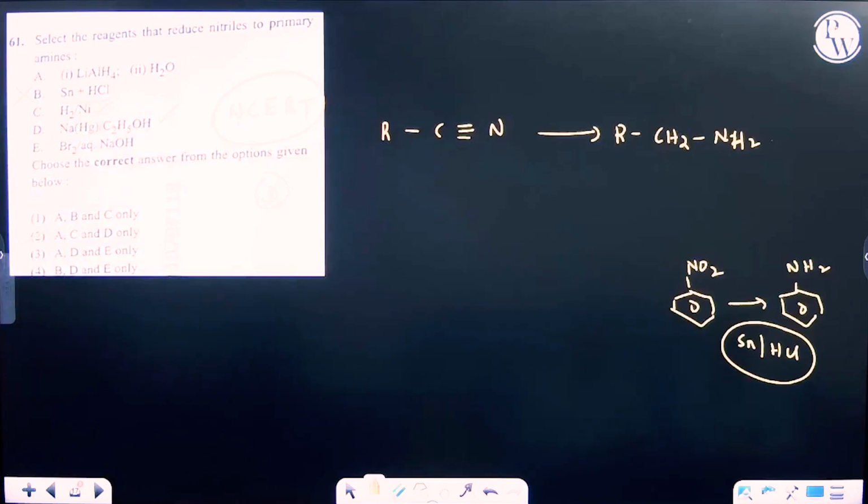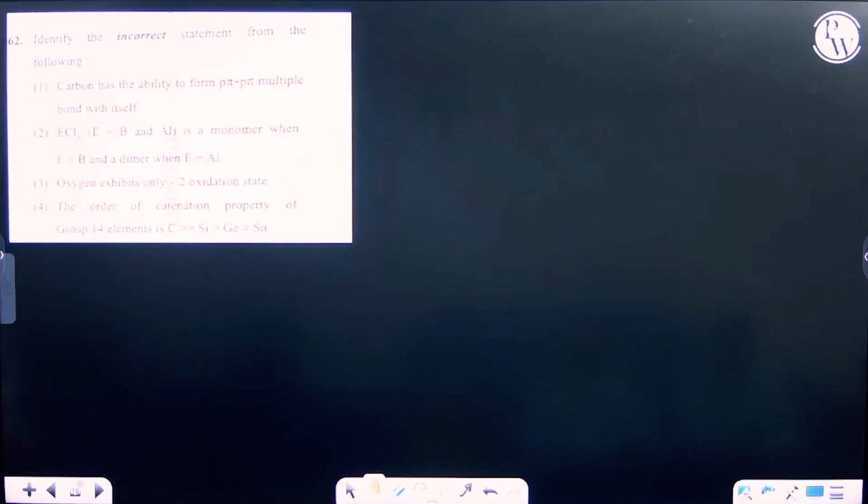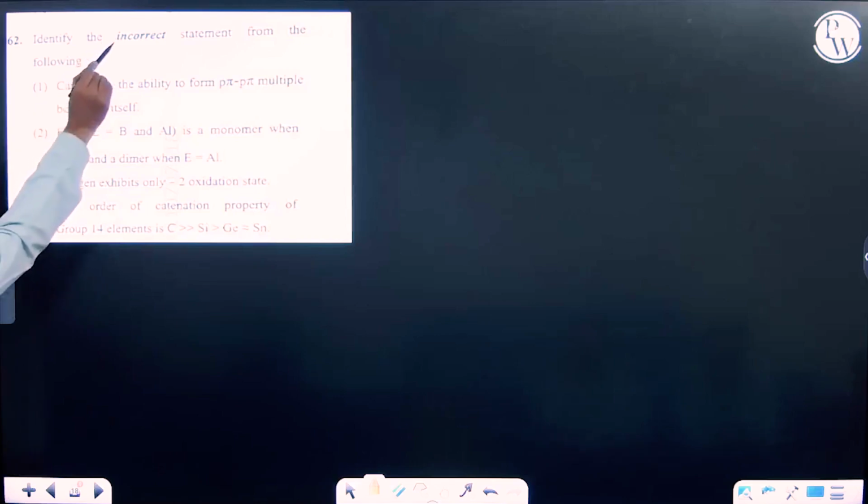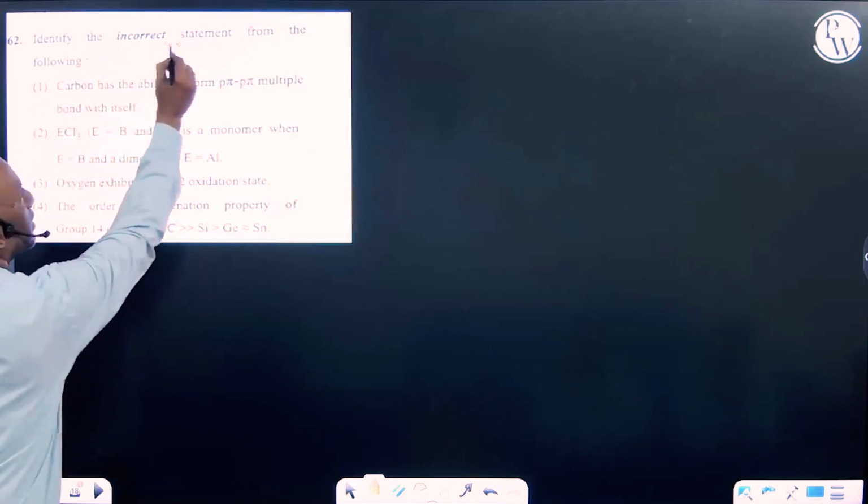You will definitely go with one, no doubt about it. Identify the incorrect statement from the following. Carbon has the ability to form p-pi multiple bond with itself. This is one of the reasons why carbon forms so many compounds. Catenation tendency arises because it has a tendency to combine with its own elements. It has a tendency to combine with other heteroatoms. So this is a correct statement, but it is asking incorrect.